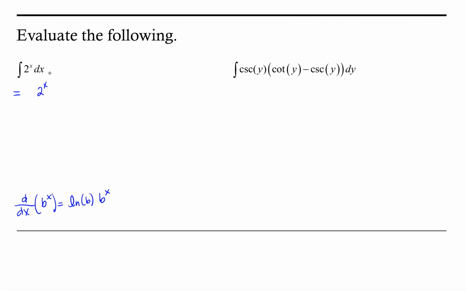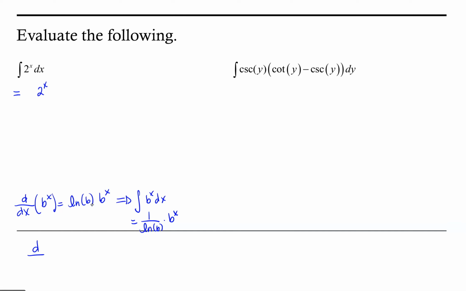as the original function. Now when I take the derivative, I end up with a multiplication of the natural log of b. So when I want to find the antiderivative of b to the x dx, we're going to have to divide by the natural log of b, so 1 over the natural log of b times b to the x. Now, let's just verify that very quickly.